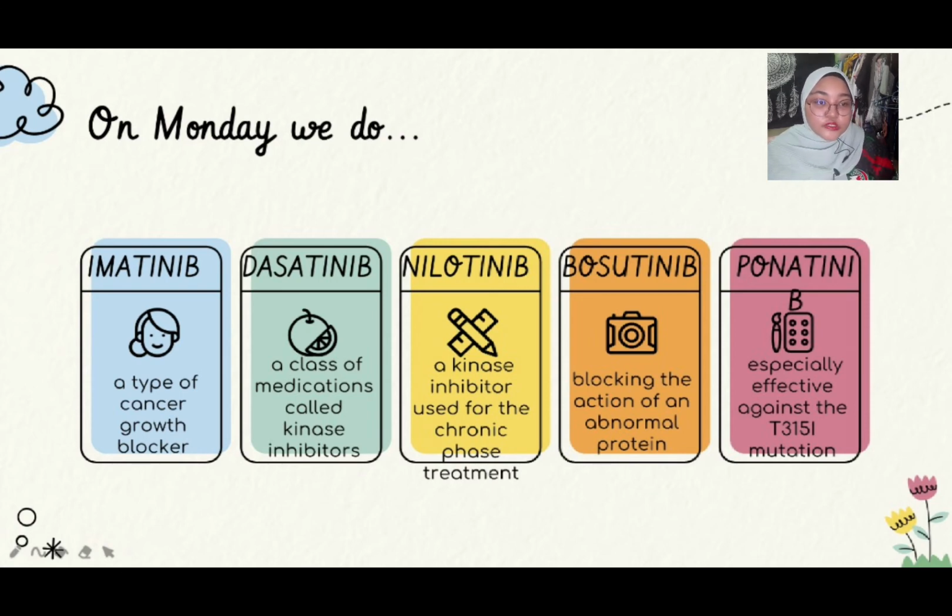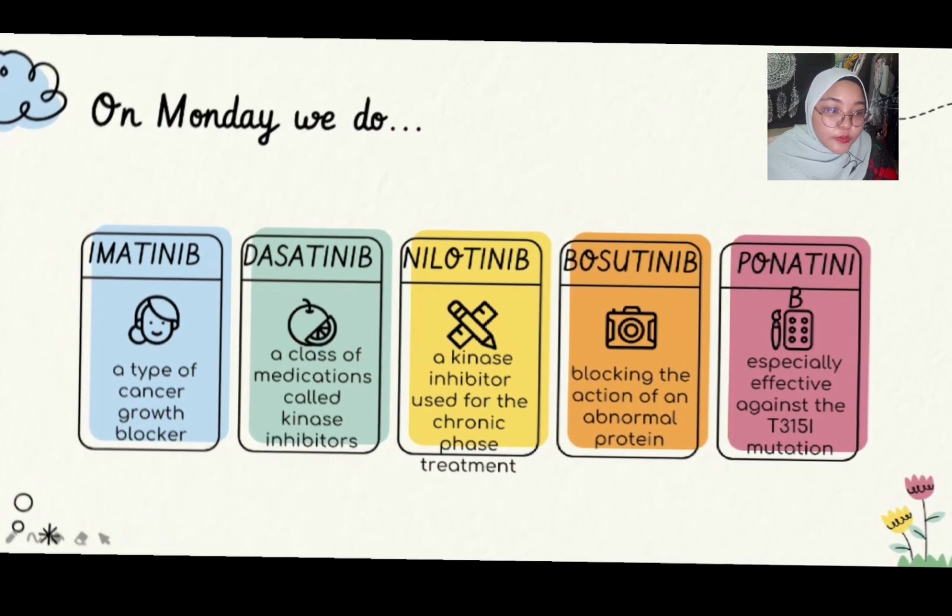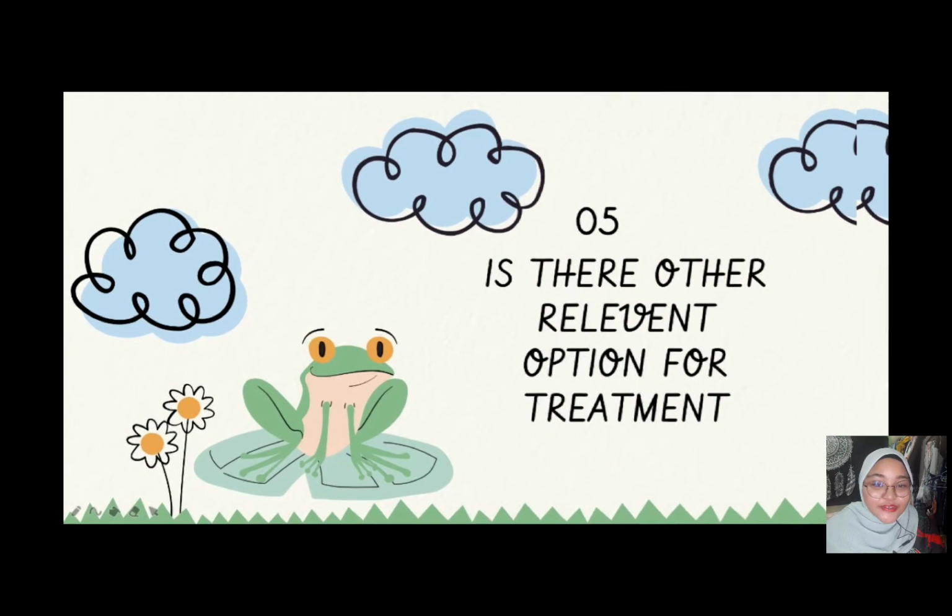Next we also have bosutinib. Bosutinib is a class of medication called kinase inhibitor. It works by blocking the action of an abnormal protein that signals cancer cells to multiply. So it stops the cells from multiplying to help them not grow more. Lastly, I have ponatinib. Ponatinib is a novel BCR-ABL tyrosine kinase inhibitor that is especially effective against the T315I mutation for the treatment of chronic leukemia.